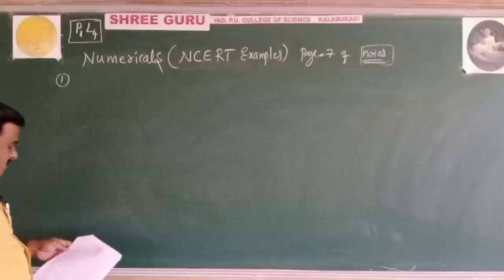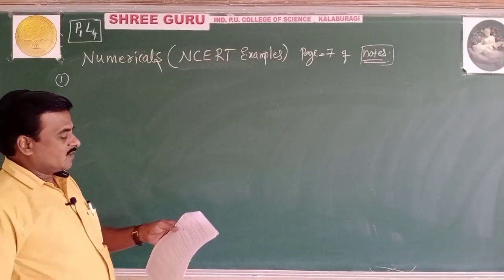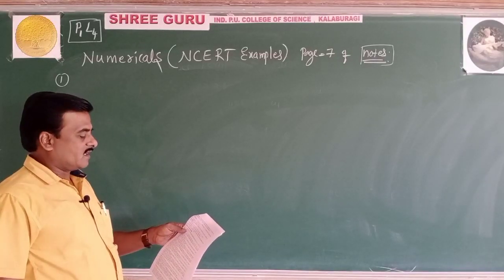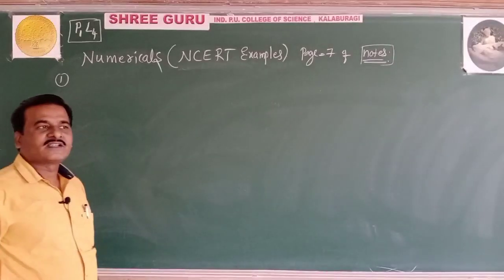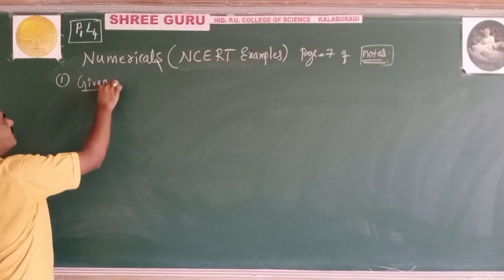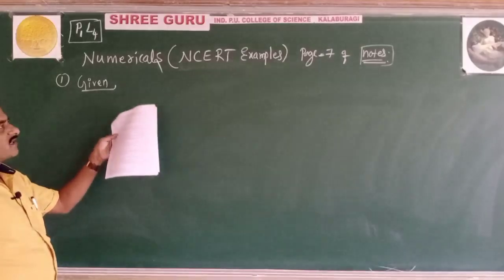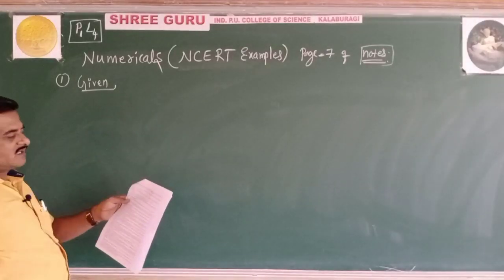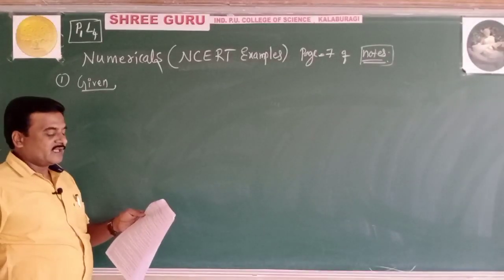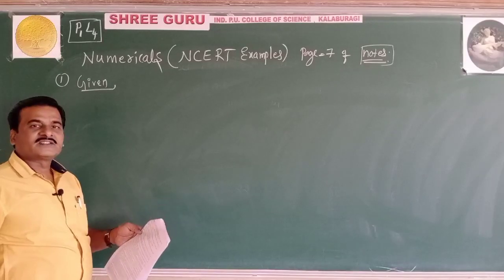What is problem 1? What will be the minimum pressure required to compress 500 dm cube of air at 1 bar to 200 dm cube at 30 degrees Celsius? First problem. I am not going to write out the problems; as I said, they are on page number 7 of the printed notes, exercises from NCERT.